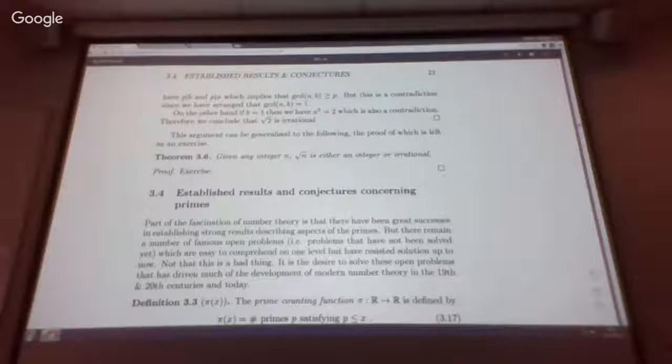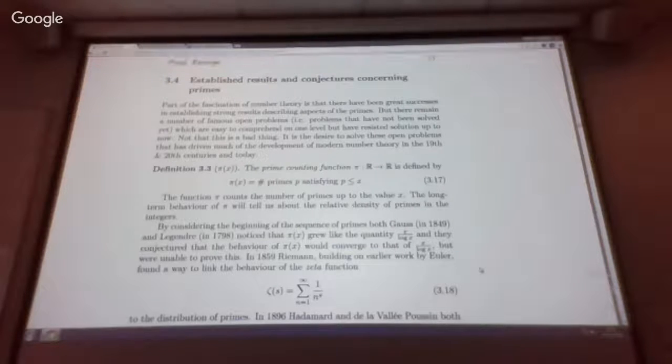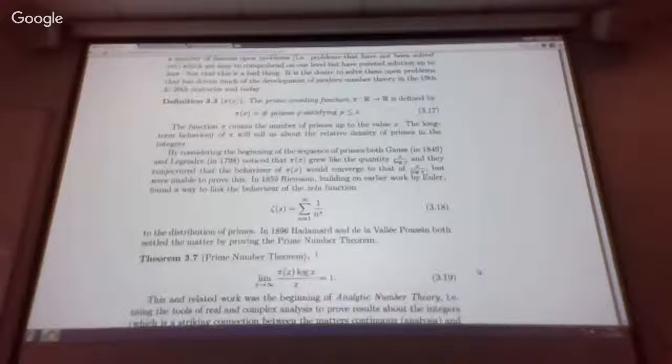Now there's a section here at the end of chapter 3 called Established Results and Conjectures concerning primes, and this is just showing some of the further reaches of number theory in a sense, some of the famous results and famous conjectures, famous unproved results.